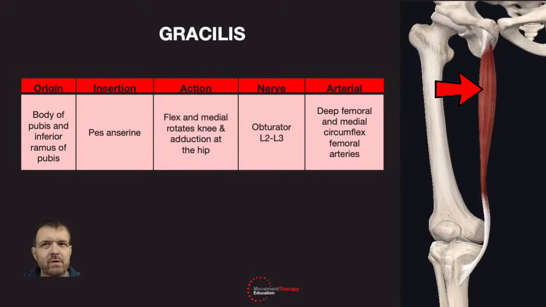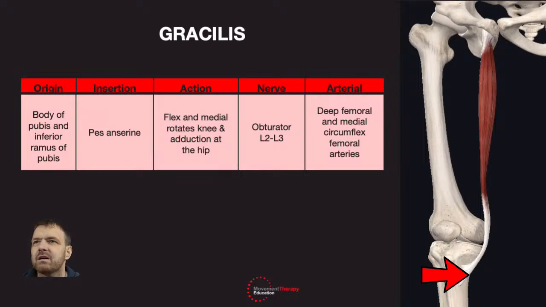Here we go. So although it's part of a different compartment, we're going to have a look at this one as well. So this is another one of the Sargent group. This is your gracilis. So it attaches onto your pubic region. Okay, so inner thigh area, down the inner thigh, and then into the pes anserine area. So exactly the same area as that sartorius. So that's why we've grouped these two together. So body of the pubis, inferior ramus of the pubis, so the bottom branch, and then it comes straight down and into there.